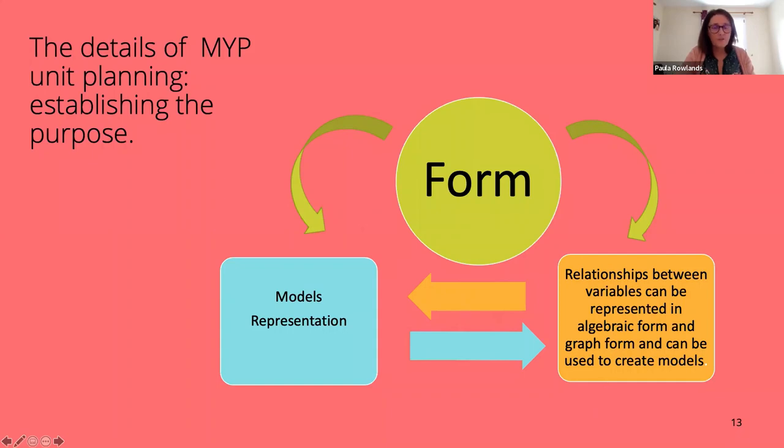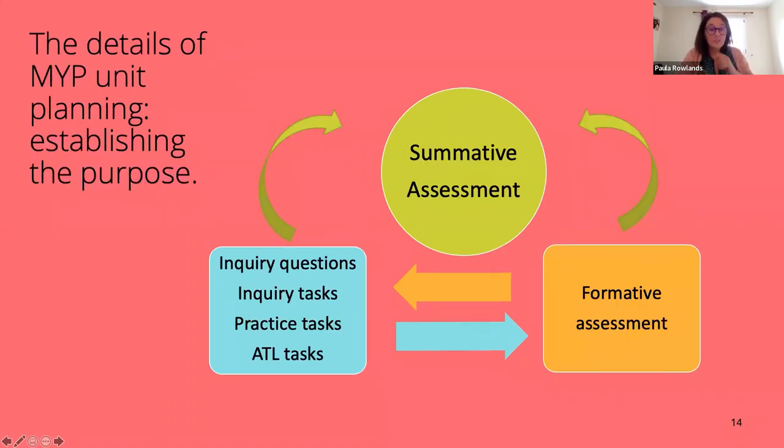So you've got the heart: the mathematical concepts, the key concepts, and the related concepts. Then we look at our summative assessment. That's the next step in our unit planning.